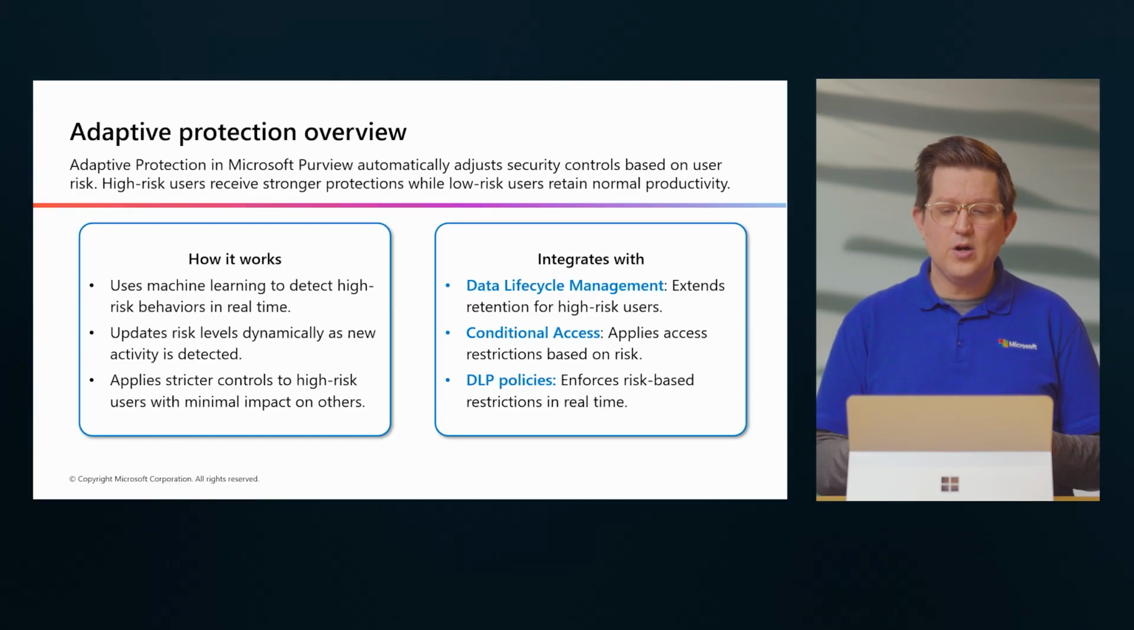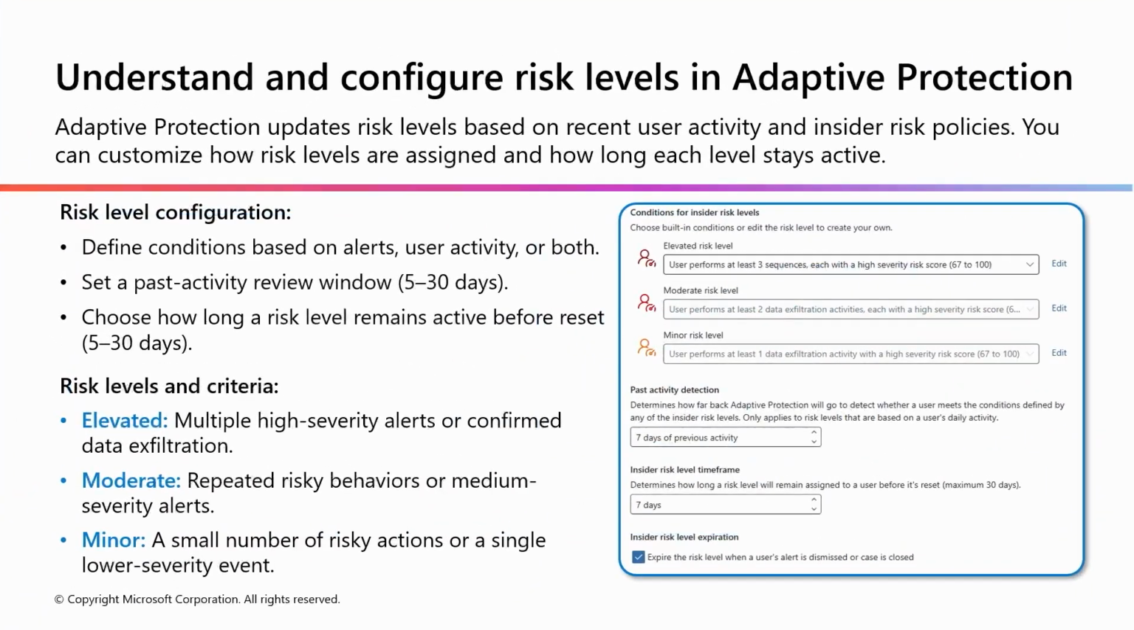Now, when you are working within the risk levels, as I mentioned, you can configure these a little bit. It's important to be able to define based on different configuration states here, mostly around how long we want to look at users and how long a risk level actually remains active. The past activity review essentially is how far we look back. So are we considering the last 30 days or just the last 5? Everyone has different behavioral patterns, and each organization will define this slightly differently.